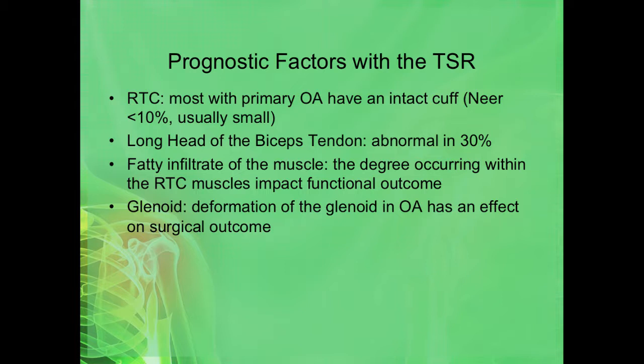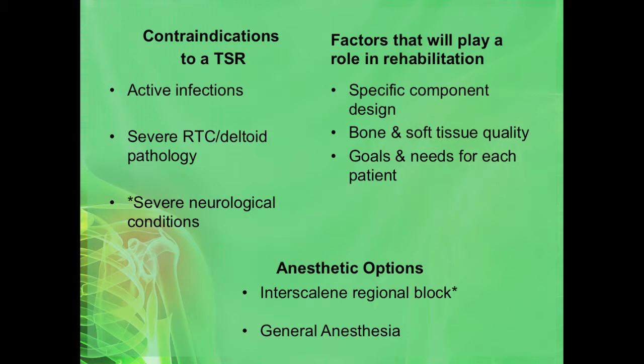Fatty infiltrate of the muscle, and we usually see fatty infiltrate of especially the rotator cuff muscle if it's been torn for some period of time, and we tend to see some recoiling of that rotator cuff muscle. So the degree of this fatty infiltrate occurring within the rotator cuff muscles will definitely impact the functional outcome of a patient undergoing TSR. In addition, the deformation of the glenoid in osteoarthritic patients has an effect on surgical outcome.